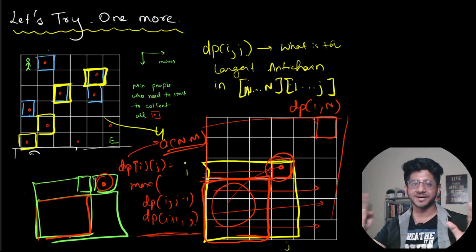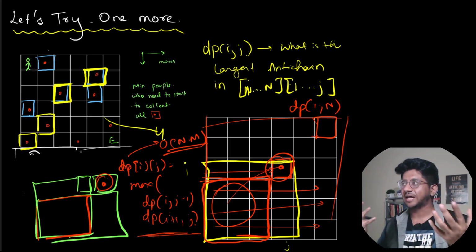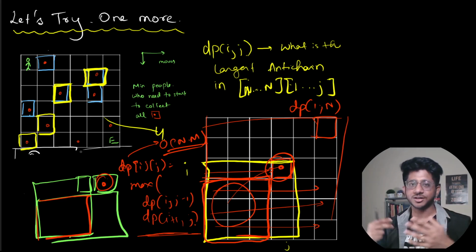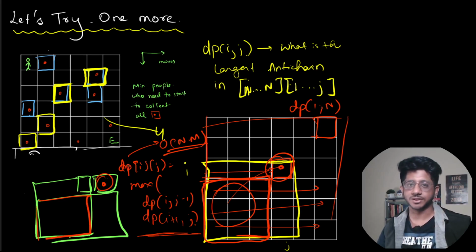Dilworth theorem is already a tough thing, so I'm not getting into details of these calculations. I'm assuming that you would be able to calculate these DPs on your own. If not, there is a full DP workshop that I've taken on this channel. Go check out those videos, cover DP, and then this should be fairly straightforward for you. But this is what we can do in this kind of a problem. So this is what Dilworth's theorem allows you to do.